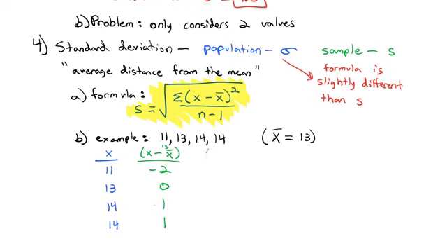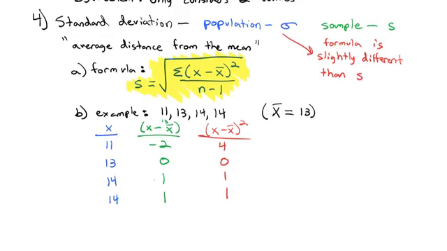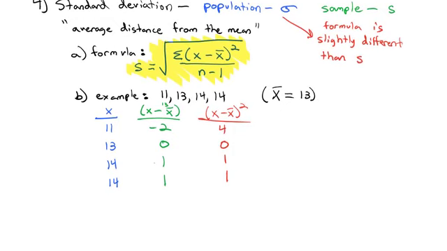Then the formula says to square our values. So the x minus x bar, each of those values needs to be squared. Negative 2 squared is 4. 0 squared is 0. 1 squared is 1. And 1 squared is 1. Finally, the formula says to take the sum. So the sum of x minus x bar squared is equal to 4 plus 1 plus 1, which is 6.